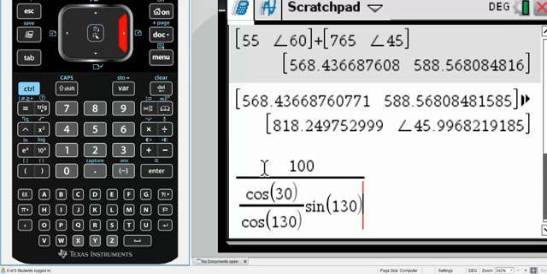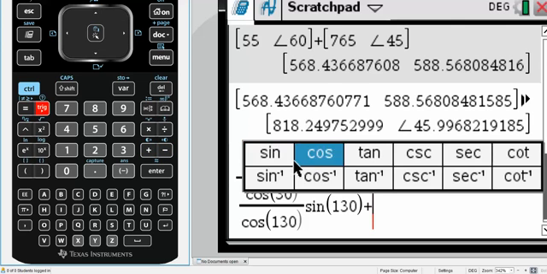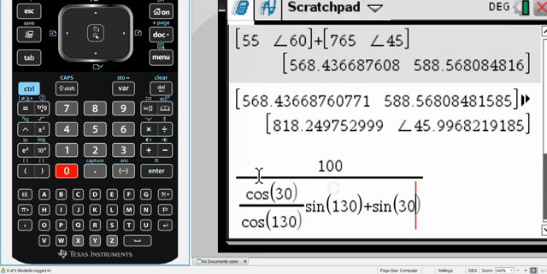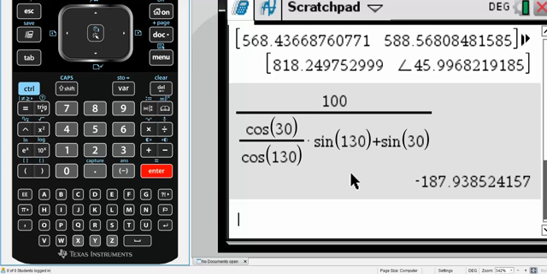And upon completion of that, we will add a sine of 30 degrees. And now the moment of truth. Let's see what we get. That's interesting. We got a force of a negative number.